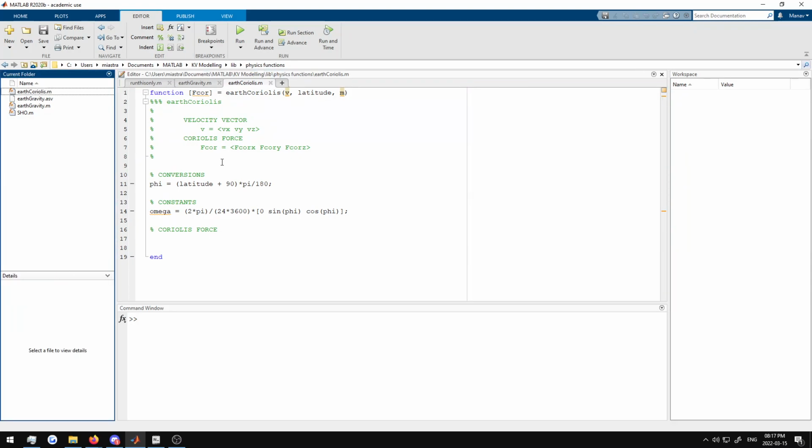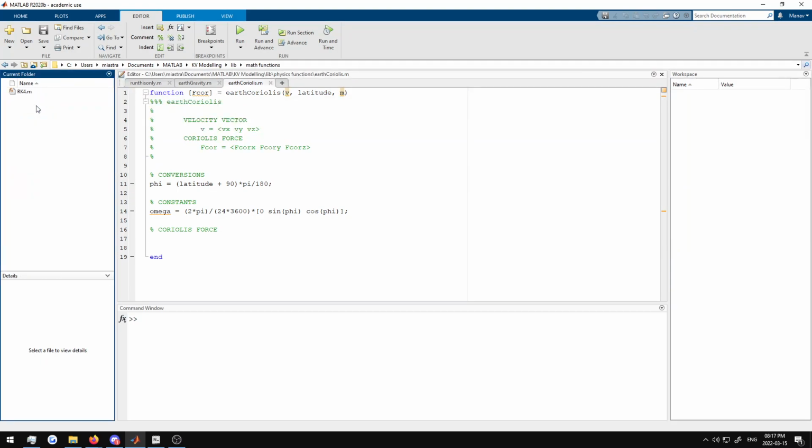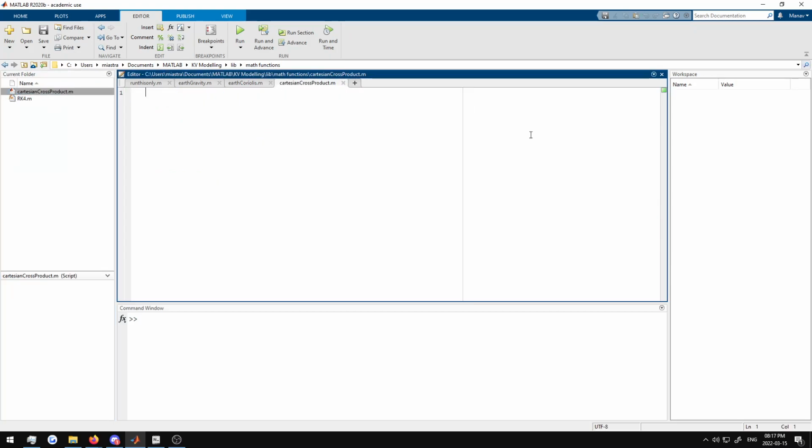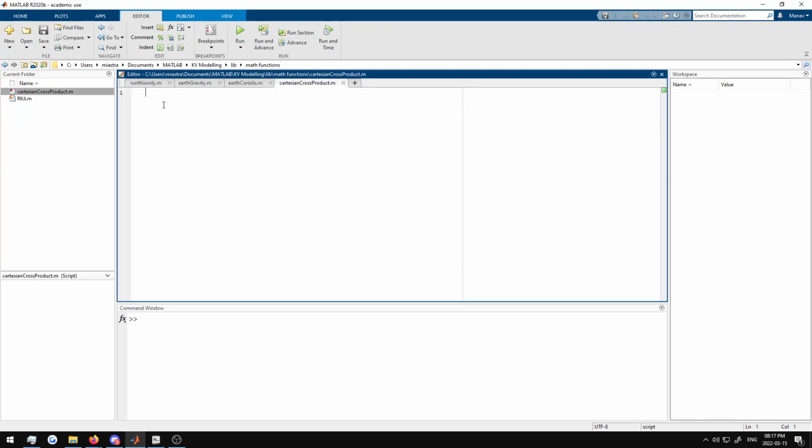Actually, I'm going to use this opportunity to define the cross product because we haven't done that here. We could use the default one in MATLAB, but it's better to define things on our own. So let's go into math functions, new script, and call this Cartesian cross product. I know there are more efficient ways of making a cross product. I'm just going to make my own for now, just because I feel cool when I do.